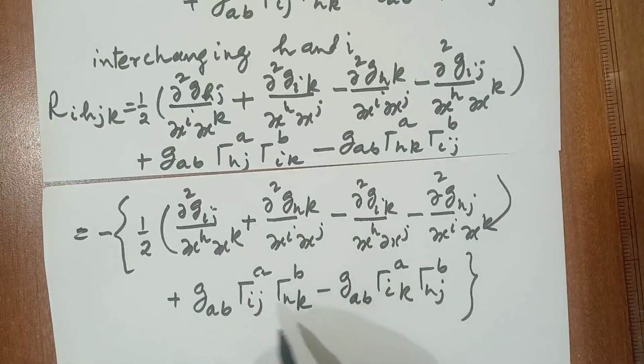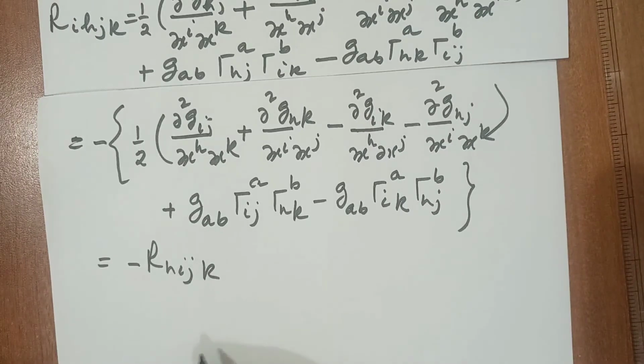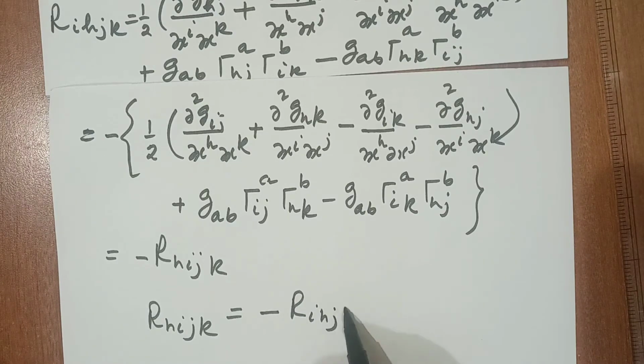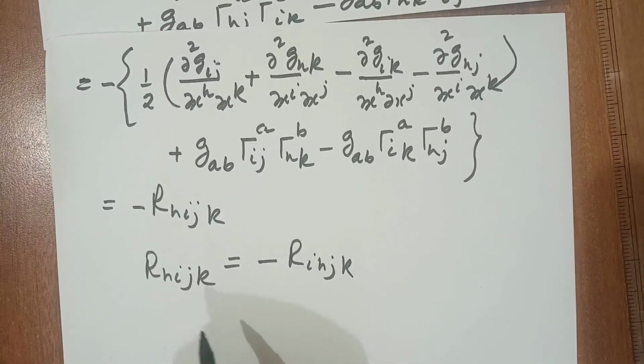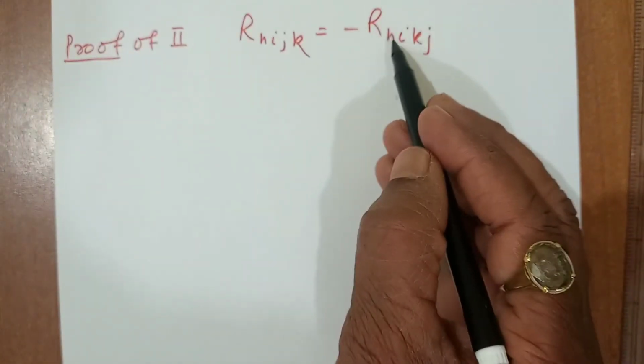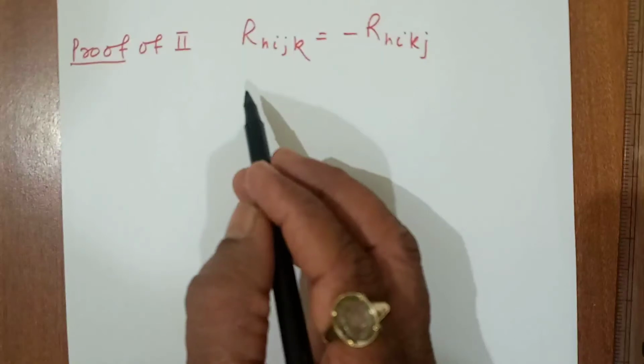Okay, and this is R_hijk with a negative sign. It means this is very easy to see that R_hijk is equal to minus R_ihjk. Similarly, we can prove R_hijk is equal to minus R_hikj. Okay, so this is very easy to prove. Now, proof of the second: R_hijk is equal to minus R_hikj. It means this is skew symmetric in the last two indices. Okay, so the proof is very easy.